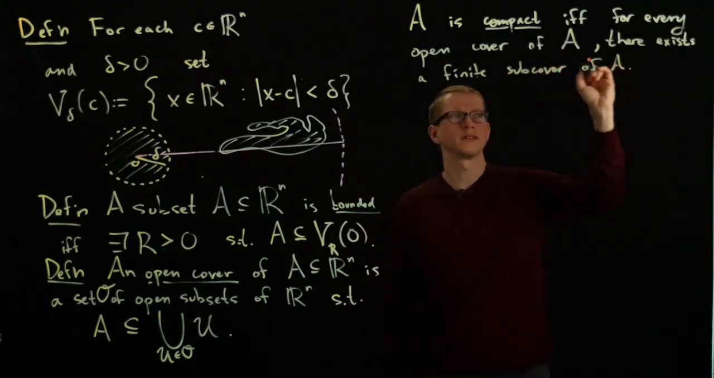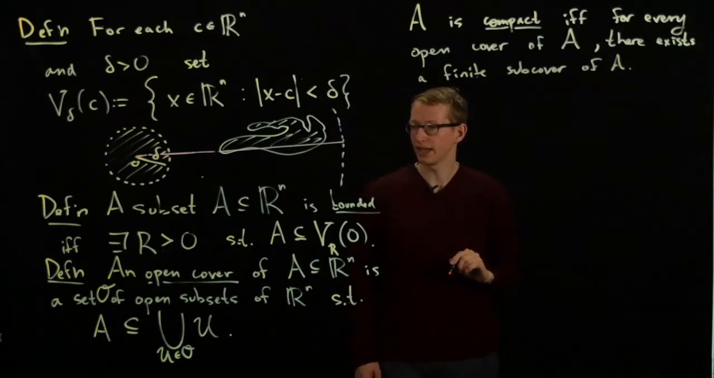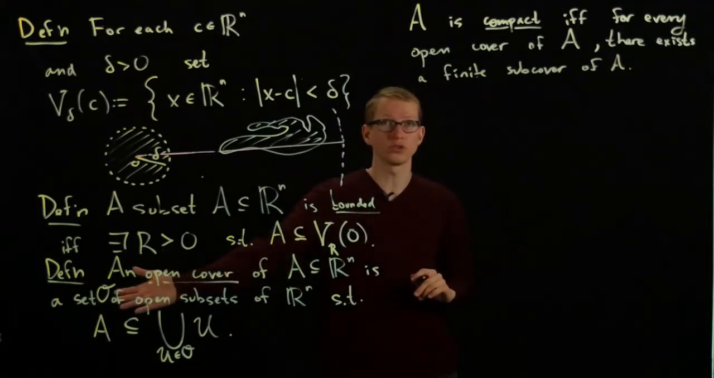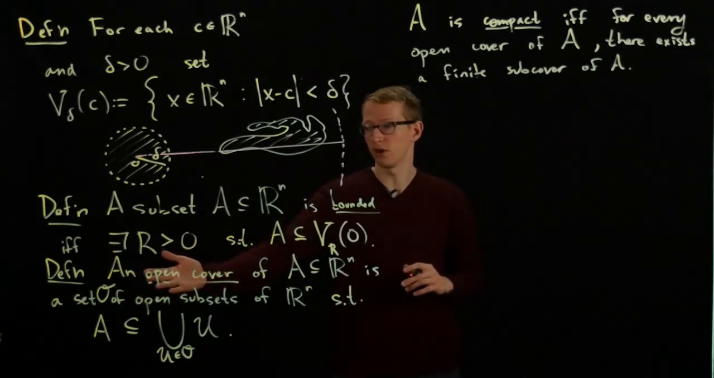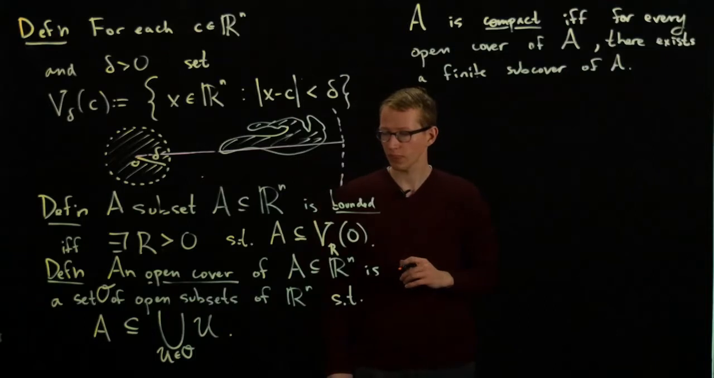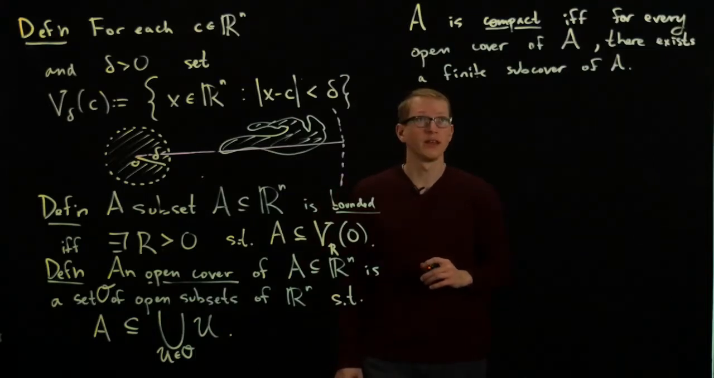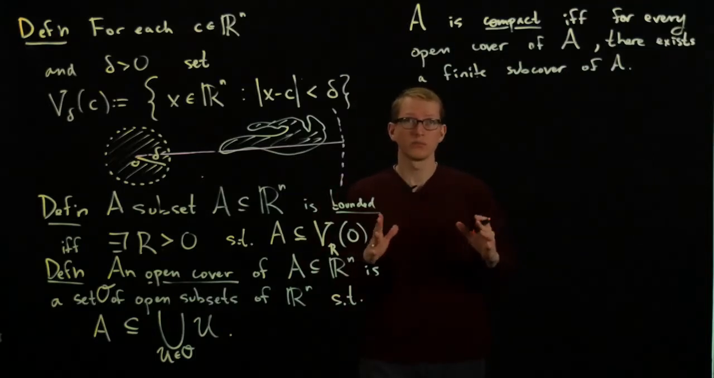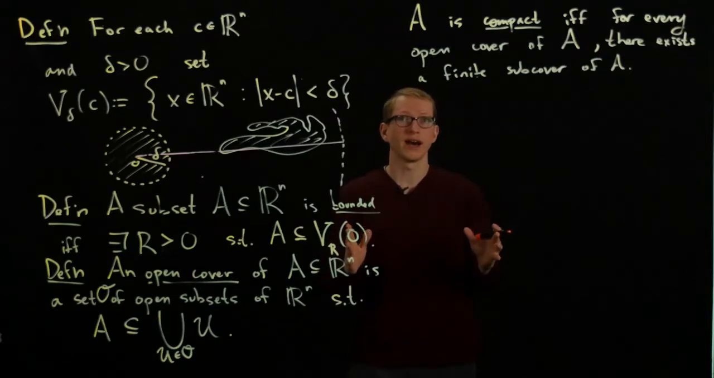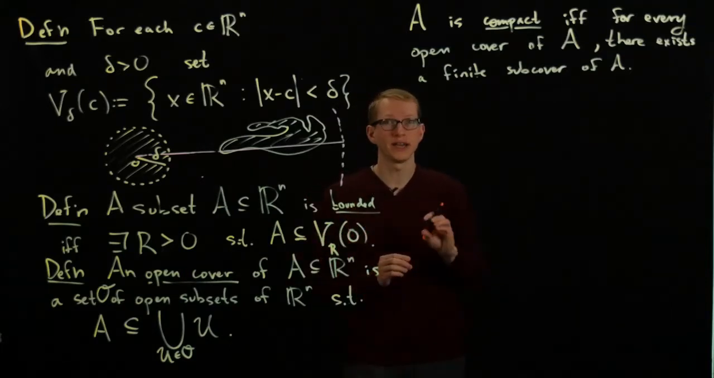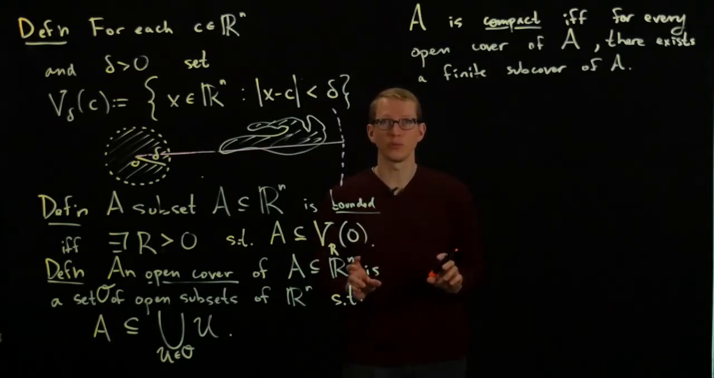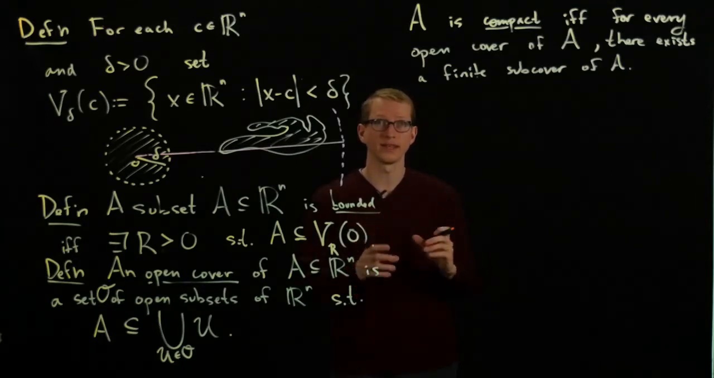of A. This means that this set O has absolutely no restriction. I can have infinitely many open sets in O. In fact, I can have uncountably many open sets in O. What this is saying is that if I take a set and find an open cover of it, even if that open cover is infinite, I should always be able to find a finite number of those open sets that still cover that same set.